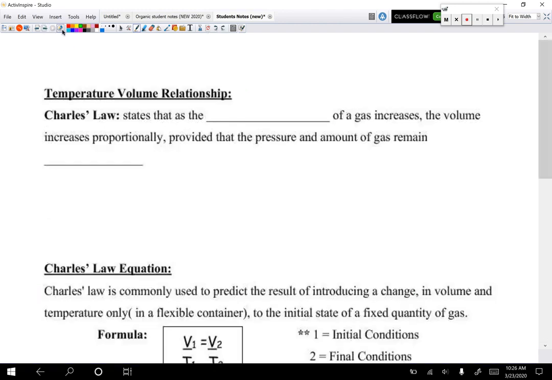So now that we have that out of the way, we can look at our temperature and volume relationship, which is something called Charles' law. So Charles' law states that as the temperature of a gas increases, the volume of the gas increases proportionally as well, provided that the pressure and the amount of gas remain constant.